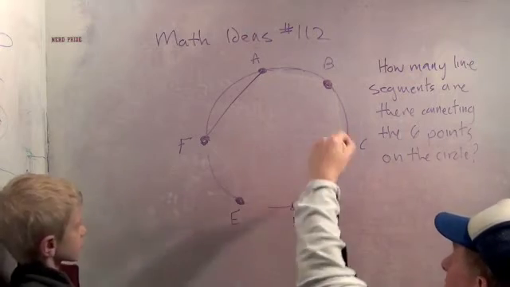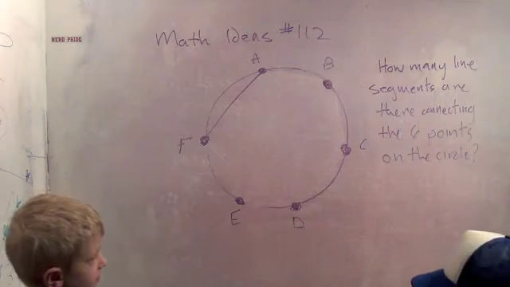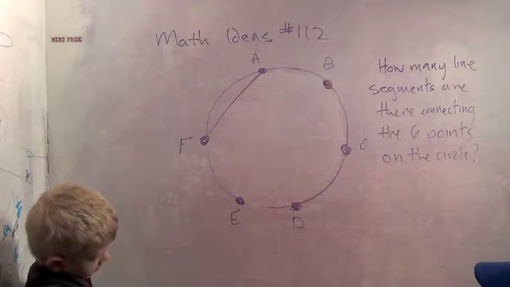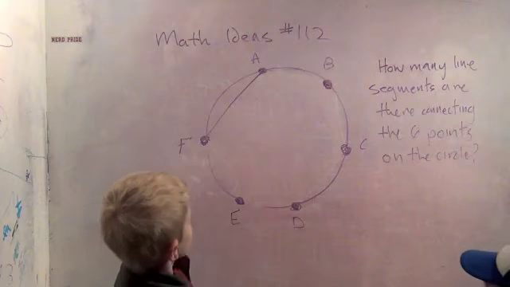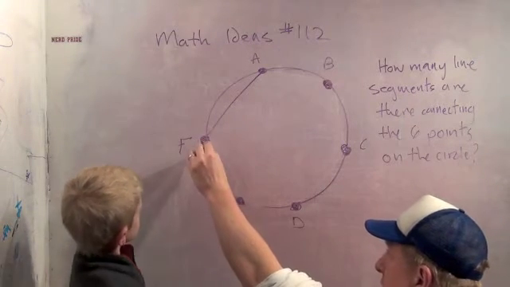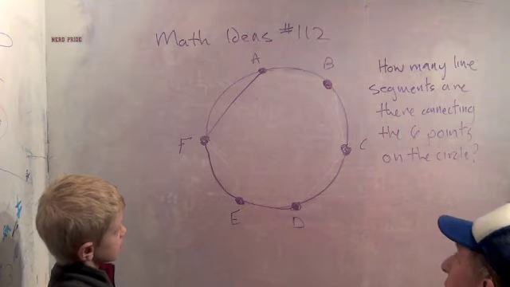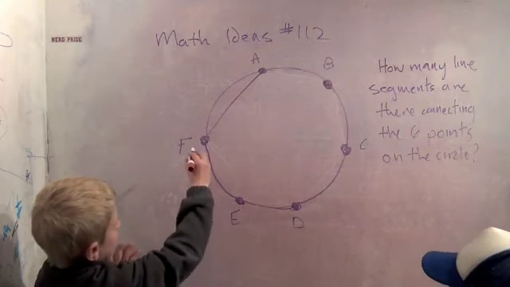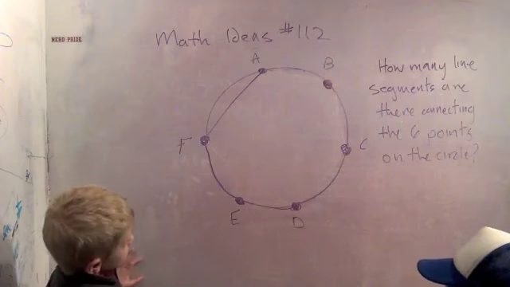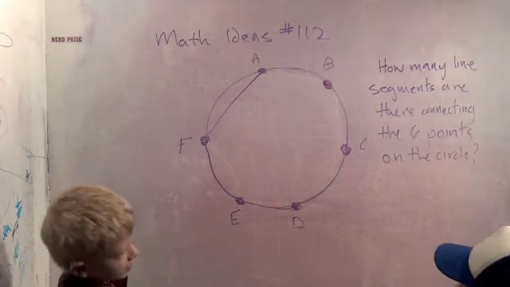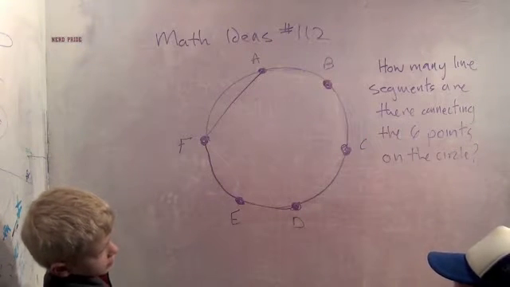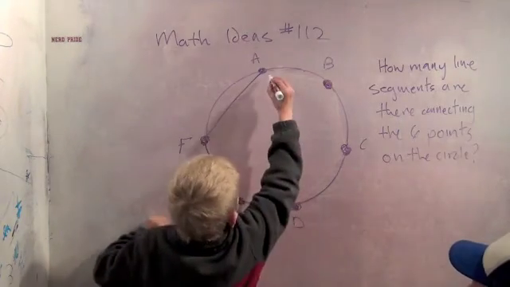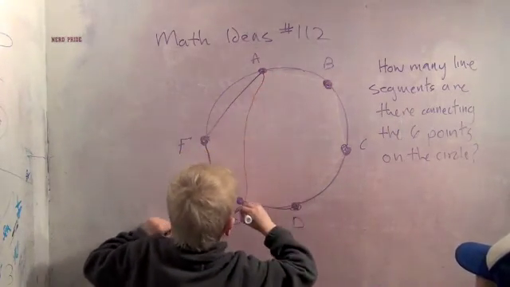Instead of just drawing line segments all over the place, what would be a good way to start? Systematically. Yeah, we want to do something systematically. But what does that mean in this situation? What's a good systematic way to draw in all these line segments? We could go along the edges. Okay, that's what you did last time. How about you draw all the line segments that go out of one point? Why don't you start at A?